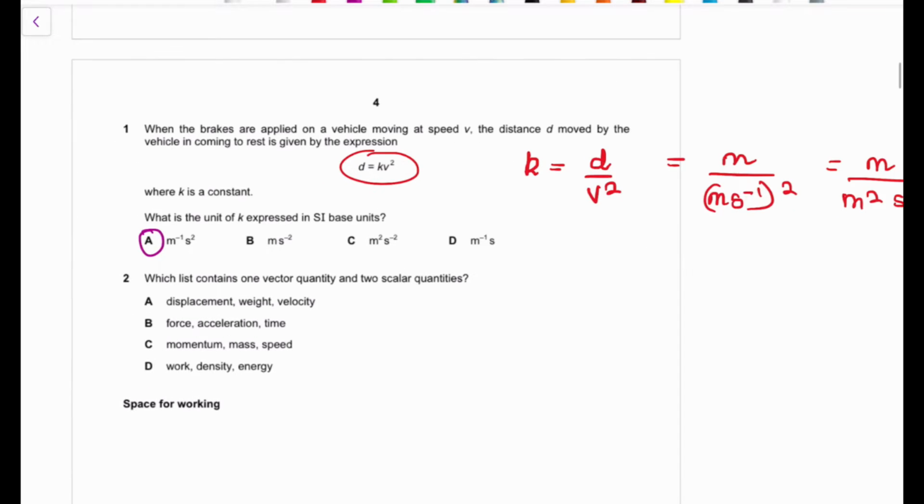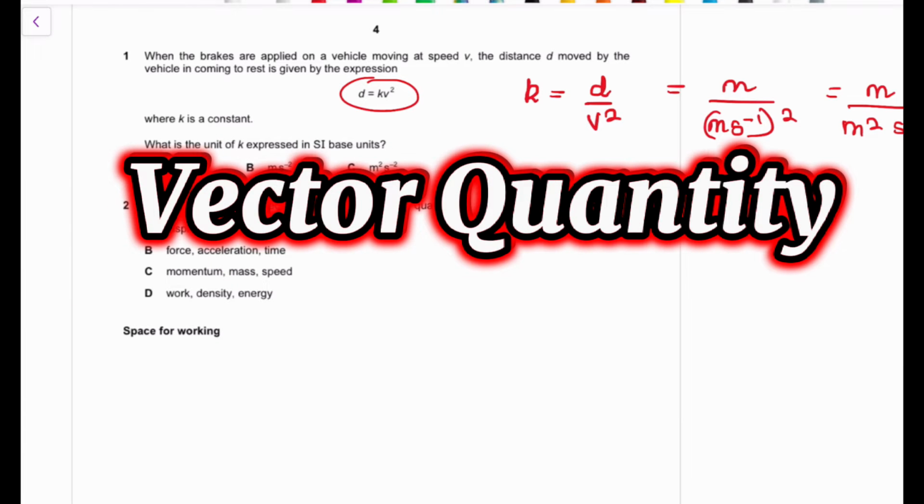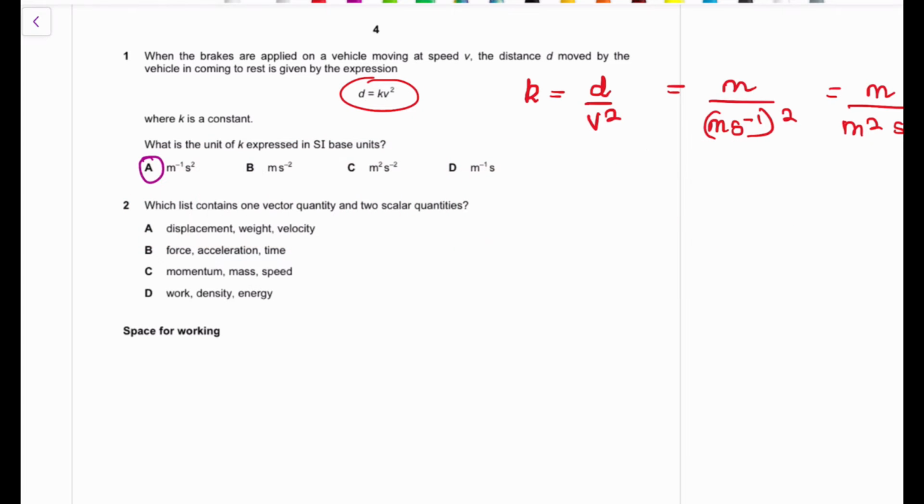Moving on to the next question, we've been asked which list contains one vector quantity and two scalar quantities. The most important thing about this question is understanding the two properties, the vector quantity as well as the scalar quantity aspect. Now, what does it mean? What is a vector quantity and what is a scalar quantity?